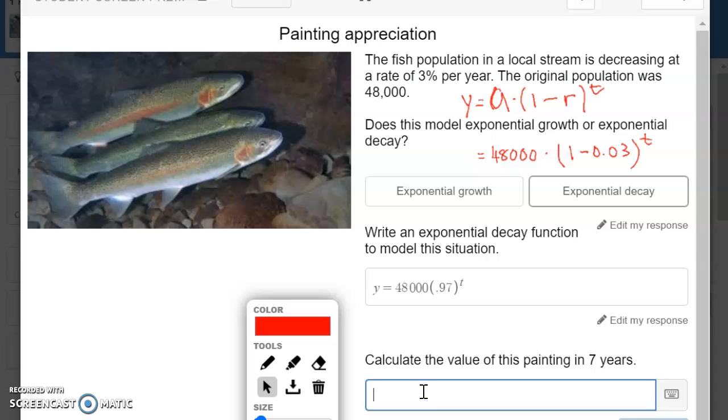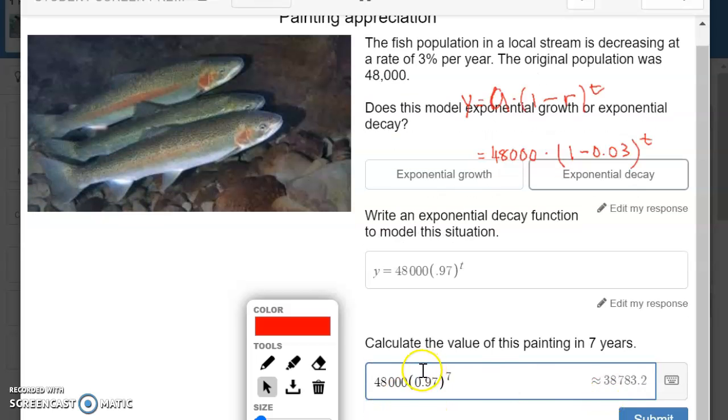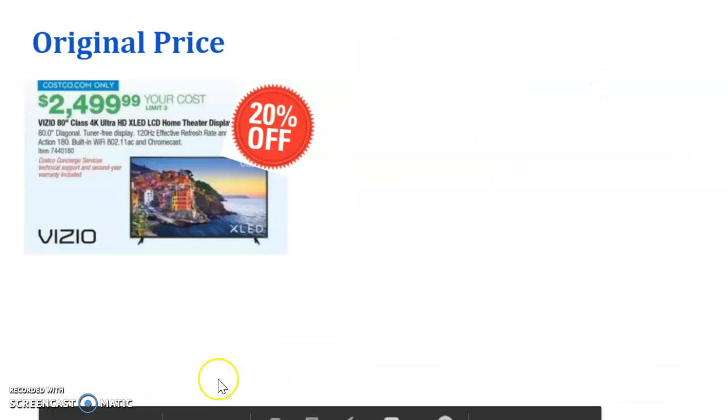So y is going to be equal to 48,000 multiplied by 0.97 to the power of 7. Okay, and if I enter the expression, it calculates for me. It's 38,783.2 fish. So that's my submission. Let's get back to our slides. I have another application problem for you.